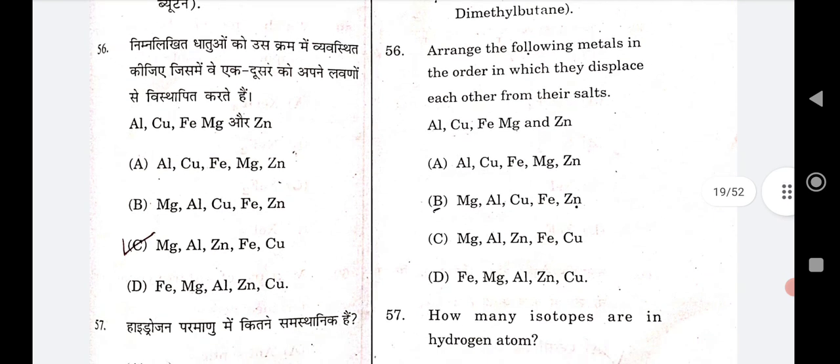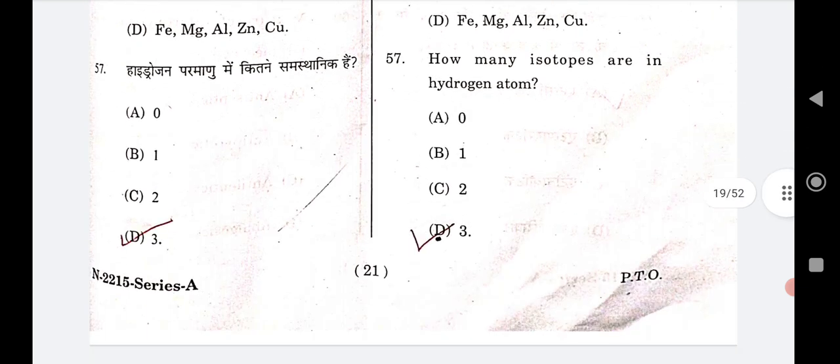Next question: arrange the following metals in the order in which they displace each other from their salts. So here C is the correct one: Mg, Al, Zn, Fe, Cu. Okay. Next question: how many isotopes are there of the hydrogen atom? 3. D is the correct one here.